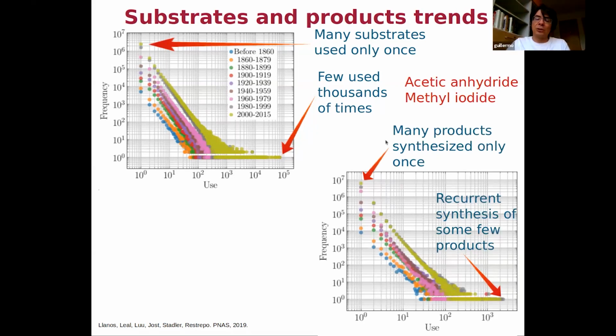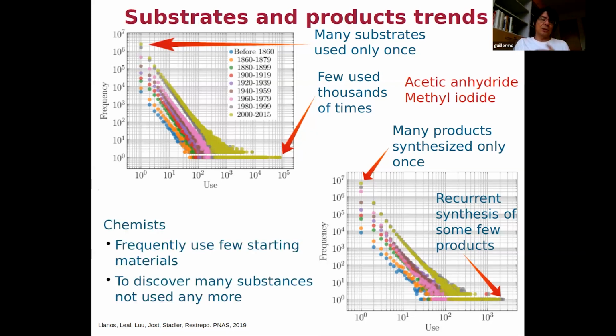Now let's go to the side of the products. On the side of the products, we also found heavy tail distributions, meaning that there are many products which have been synthesized only once. Chemists produce something new, and normally they don't go back to that substance. They want to find new things. But also there are some substances at the tail of the distribution which are often synthesized. Those are the side products of chemistry, CO2, water, but also some products of interest for the machinery of chemistry.